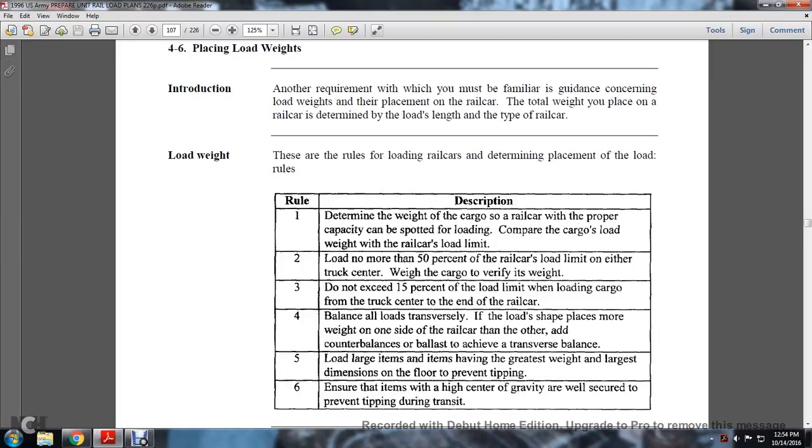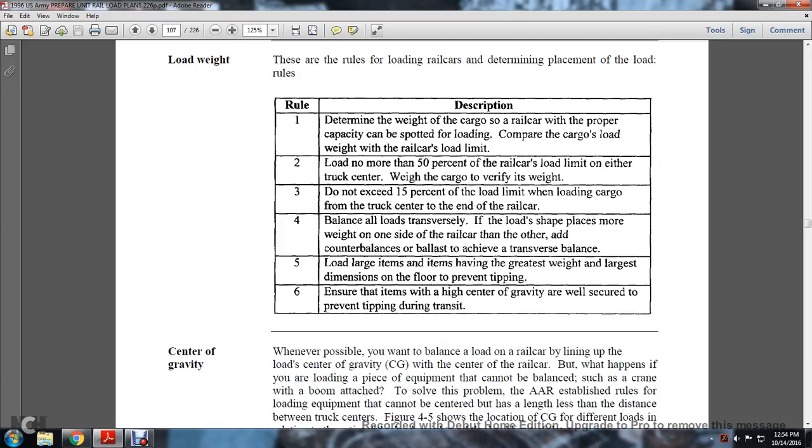Rule 4: balance the load transversally. If the load shape places the weight on one side of the railway car or the other, counterbalance the ballast to achieve transverse balance. Rule 5: load large items that have great weight and large dimensions on the floor to prevent tipping. Rule 6: ensure items with the highest center of gravity are well secured, preventing tipping during transit.